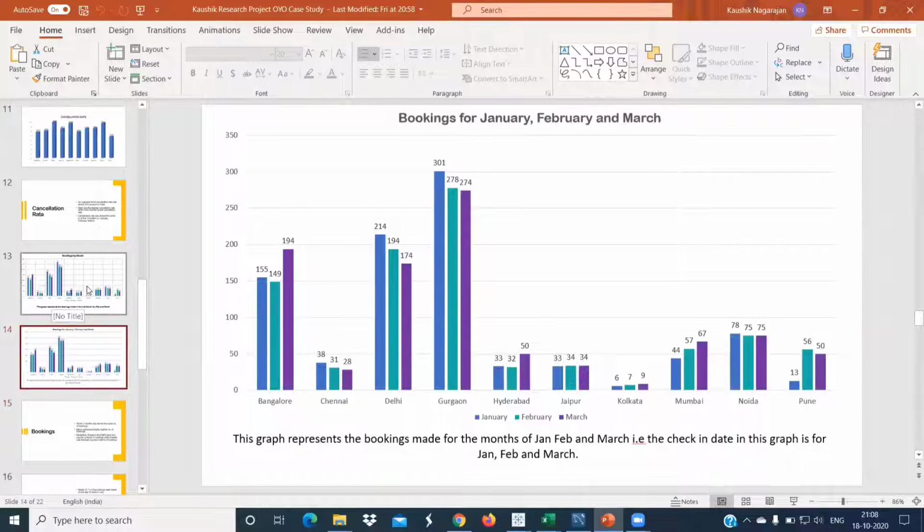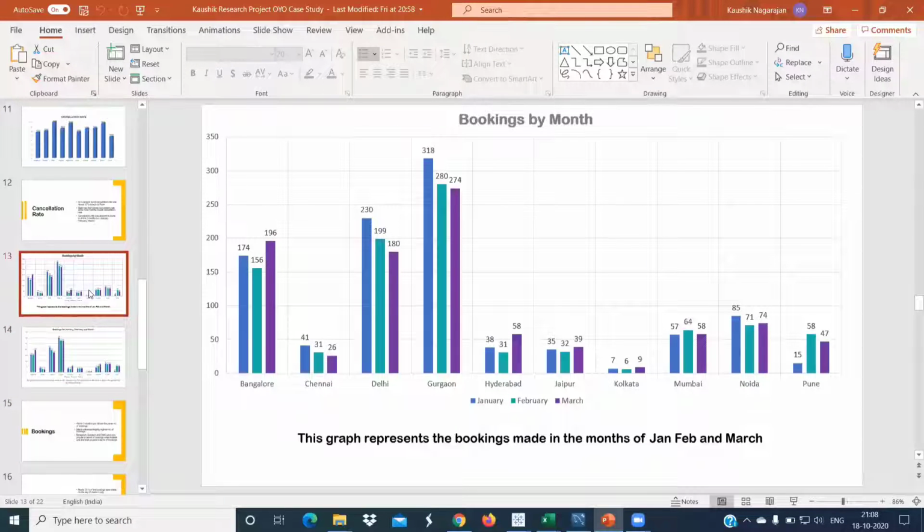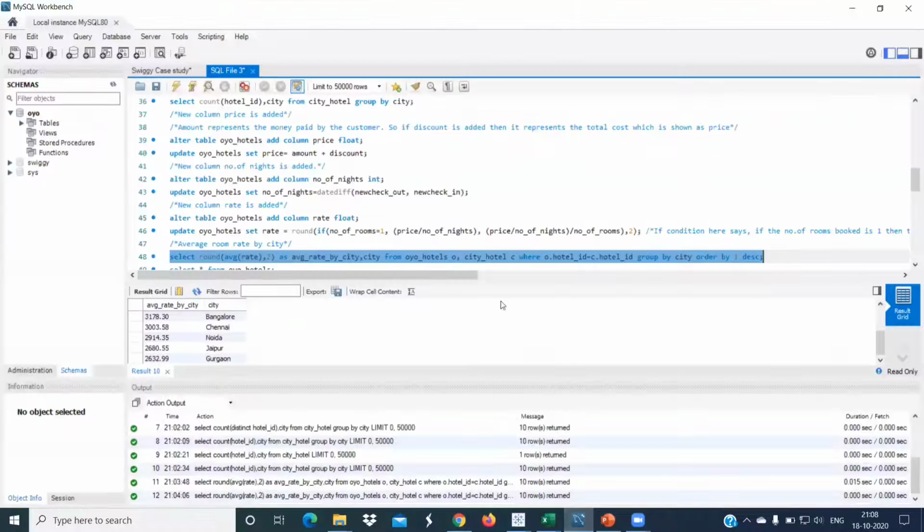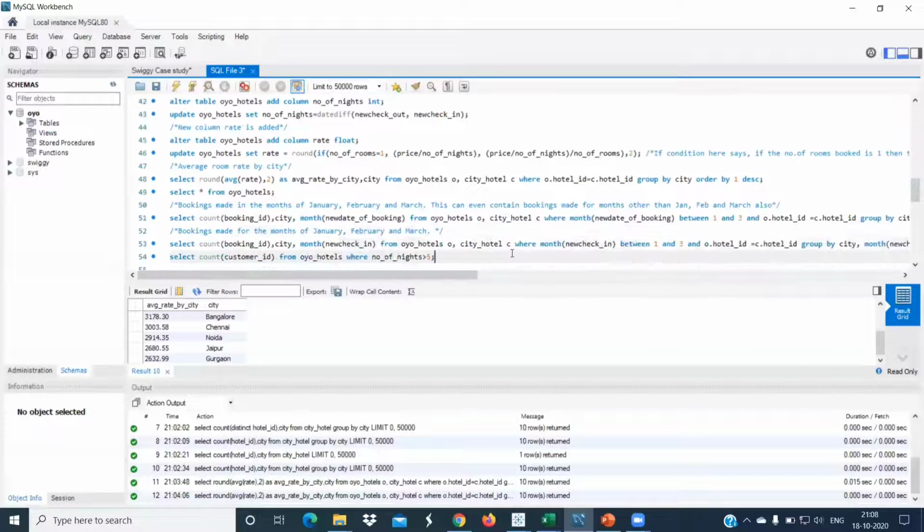By the difference of these two graphs, we can draw the conclusion that people are not booking very much in advance. For example, people are booking in a 2 months gap. So this was calculated by a query which gives us the difference between the date of booking and the date of check-in.